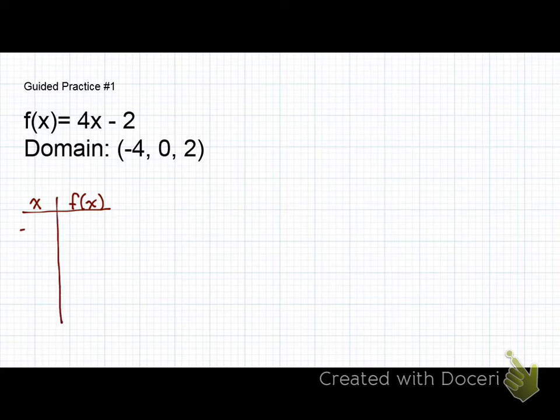So if I put in -4, you should have had -4 times 4 is -16, minus 2 is -18. Okay. Next one is 0. 0 times 4 is 0. 0 minus 2 is -2. Next one we have is 2. 2 times 4 is 8. 8 minus 2 is 6. Okay.